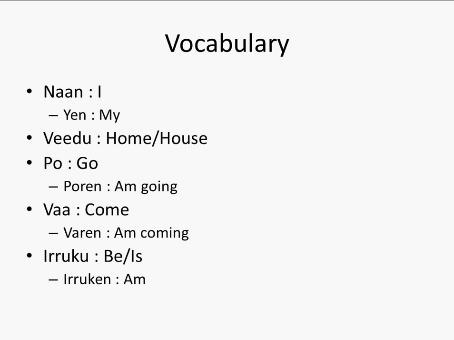Irku is the word is. If you wanted to say I am fine, you would say nan, I, nalla, which means good, irken, which is am. Irken is am. It is in the same genre as porain or varain when one is talking about themselves. Again, as an example of the word irukku, if you wanted to say this is good, you would say idu nalla irukku. Idu means this, nalla means good, irukku means is.